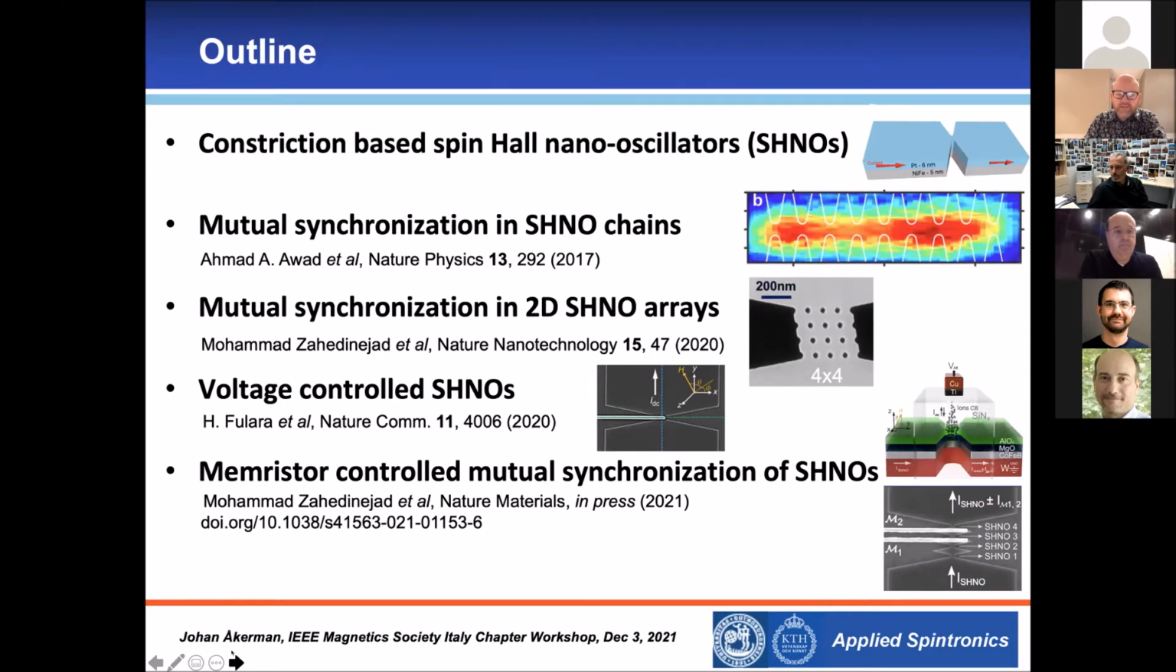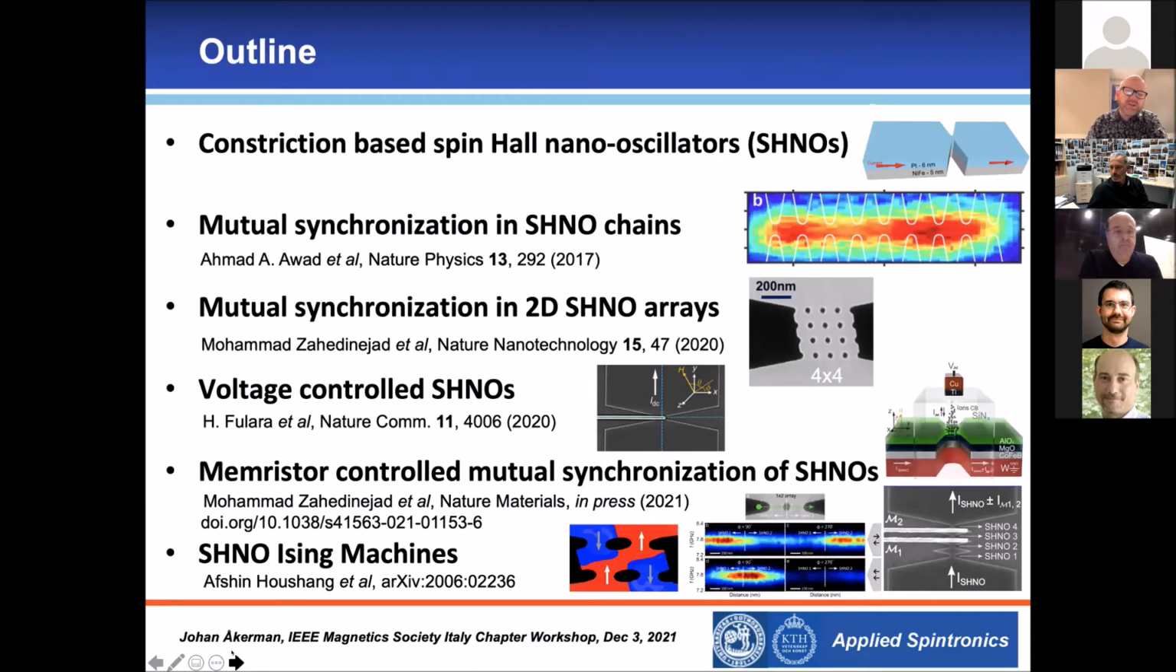And then towards the end, I also want to mention some work we've done on spin-Hall nano-oscillator Ising machines. So the first baby steps towards that.